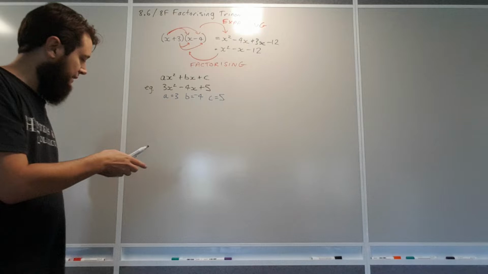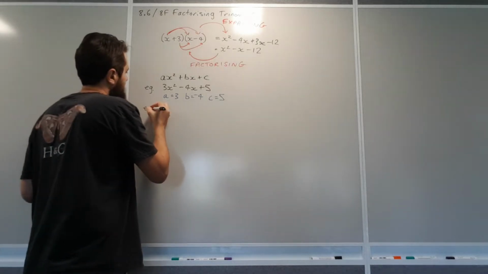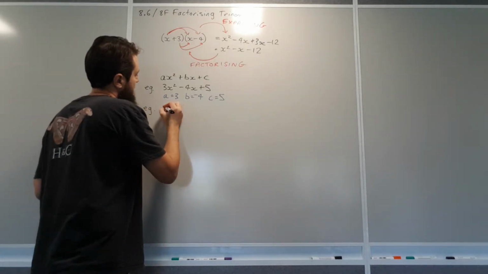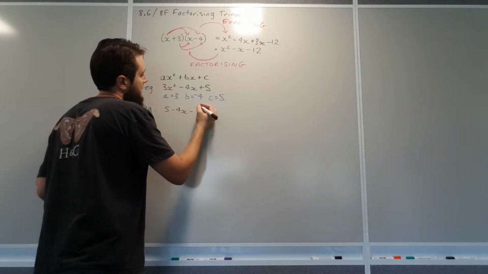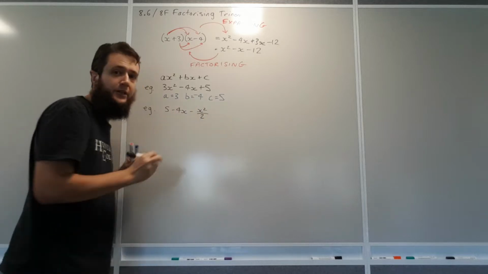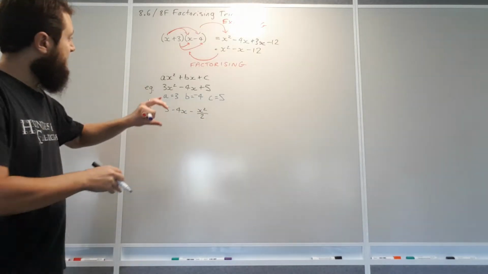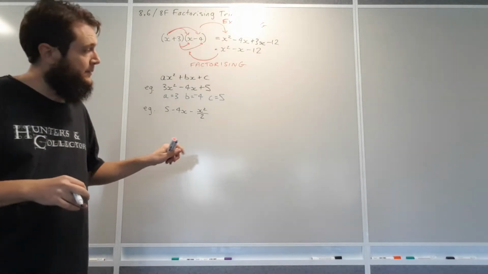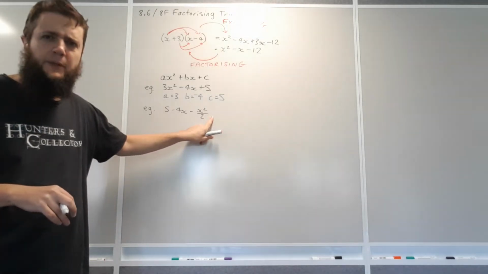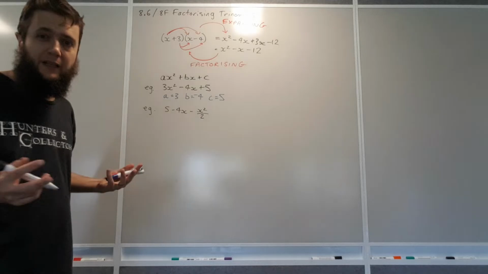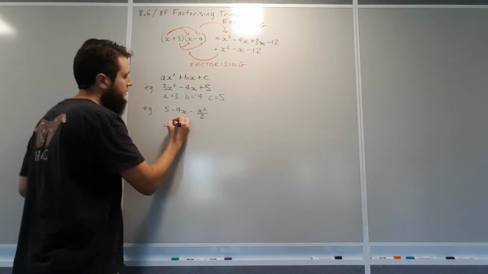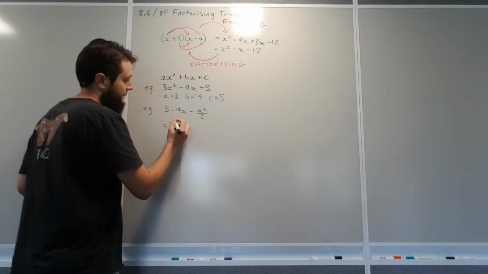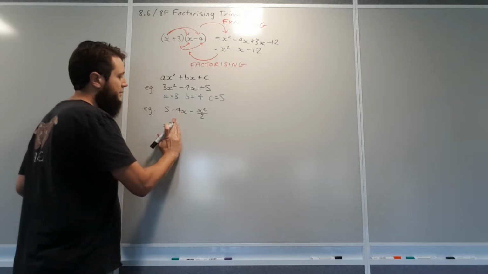For example, if I gave you something like this, 5 take away 4x take away, I'll be really weird, x squared divided by 2. It's not in the standard format yet, because the bit with the x squared's over here. The bit with the x squared should be at the front. I could rewrite this whole thing as, remember the negative belongs to what's after it, negative, and that's the other trick there, it's divided by 2.